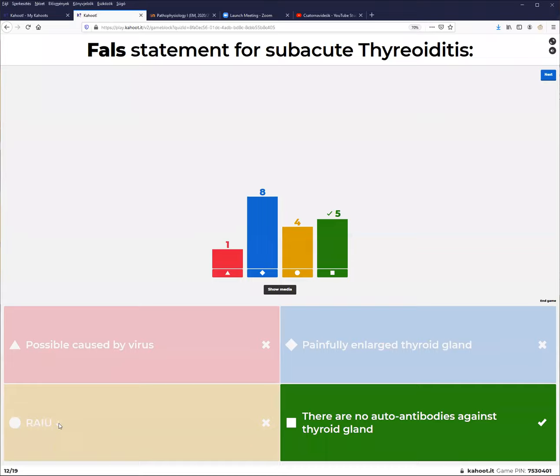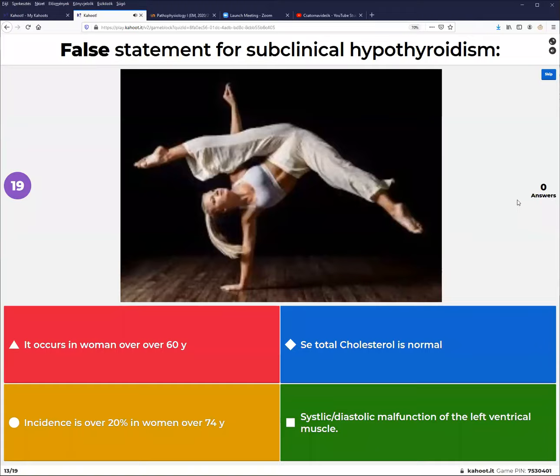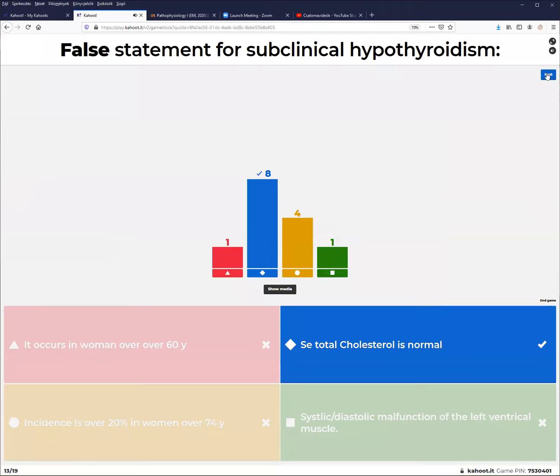Okay, hopefully this is the end. All right, and let's see. Okay, still something about the subclinical form. Very good.